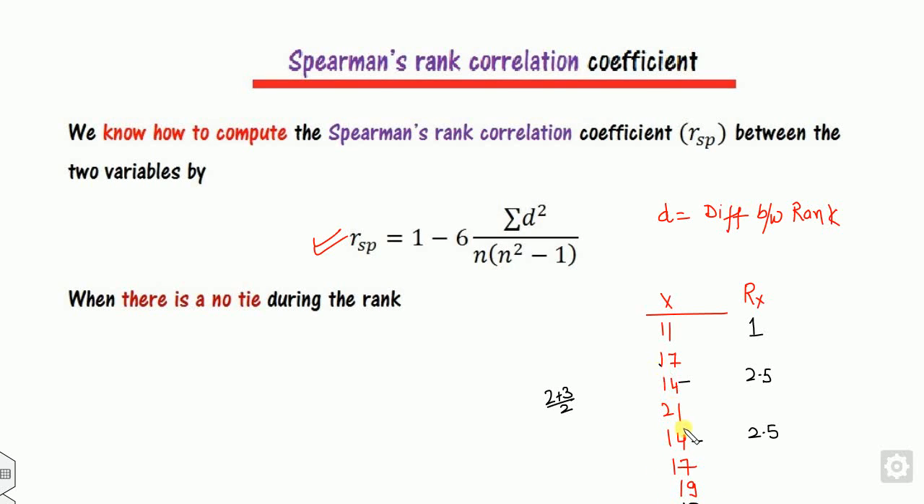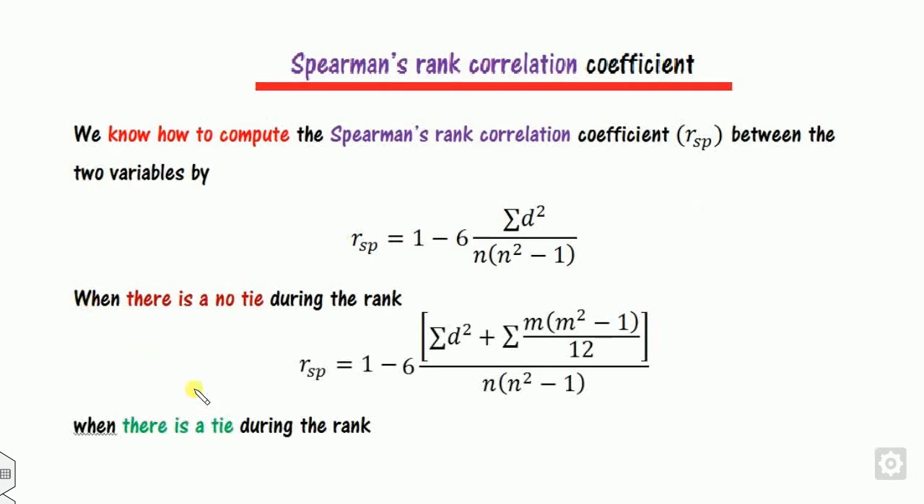Similarly, the next smallest number is 17, and there are three 17s. So there is a tie between these positions. We already assigned up to 3, so now 4, 5 and 6 divided by 3, because there are three repetitions. So we put 5, 5, 5 for the 17s here. The next one is 7, then 8, and there is a tie between them.